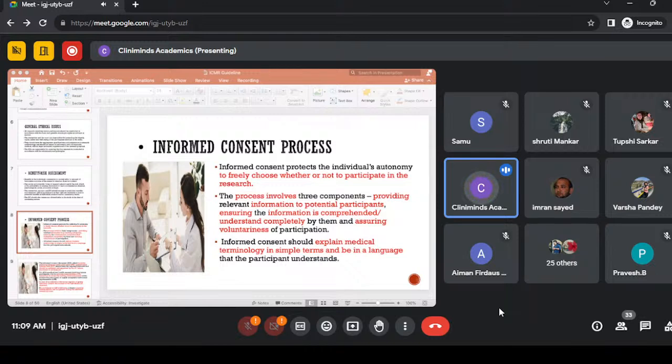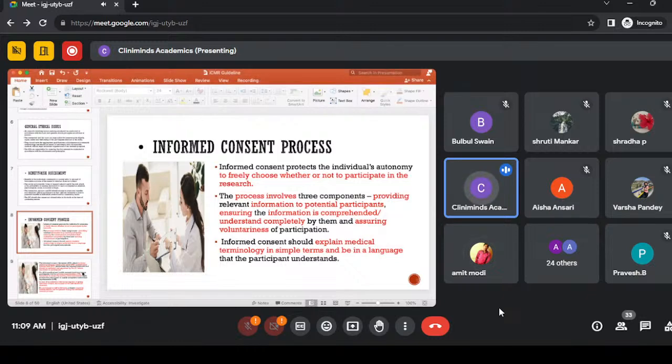Like we talk about hypertension. So the simple term for hypertension will be what? BP. Blood pressure. High blood pressure. Yes, high blood pressure. So these kinds of simple terms that a normal layperson can understand, that type of language should be used in the complete informed consent document, as well as during the counseling of the patient. We should not use any medical terminologies. Yes, ma'am.